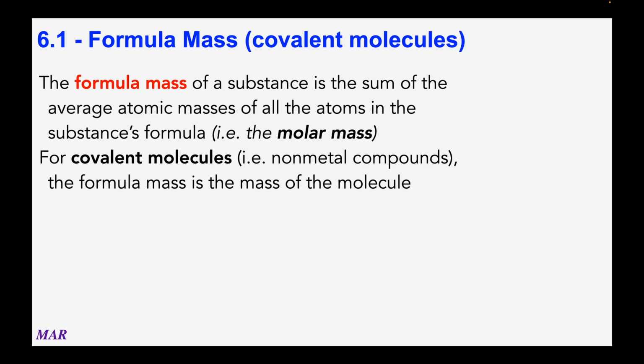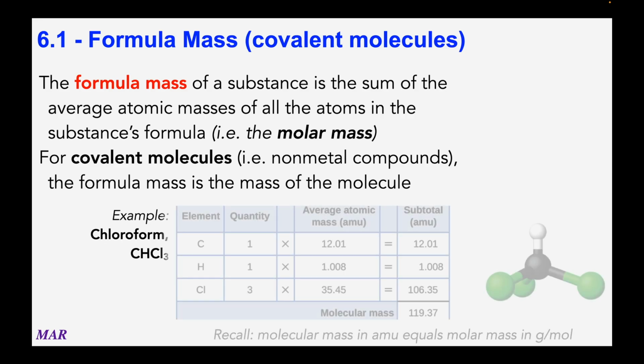But without any further ado, let's check out this chapter and see what it has to offer. In this chapter, we'll talk about formula mass. And the formula mass, which is used a lot for covalent molecules, is just the sum of the average atomic masses of the atoms in the substance's formula. And basically, the formula mass is also equal to the molar mass, which we saw earlier, the grams per mole in a molecule.